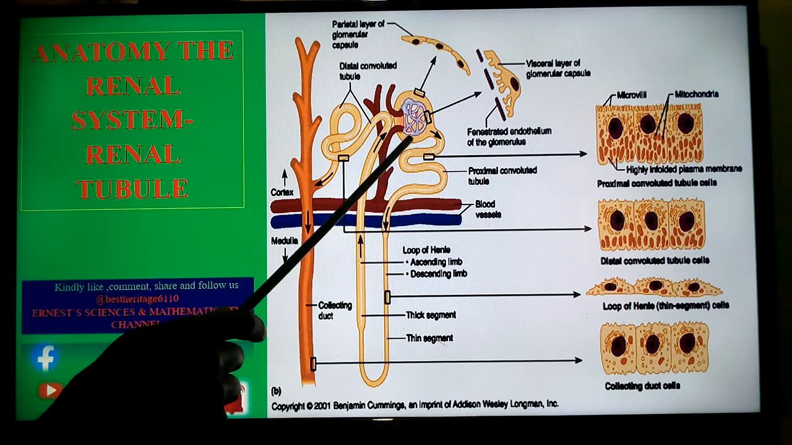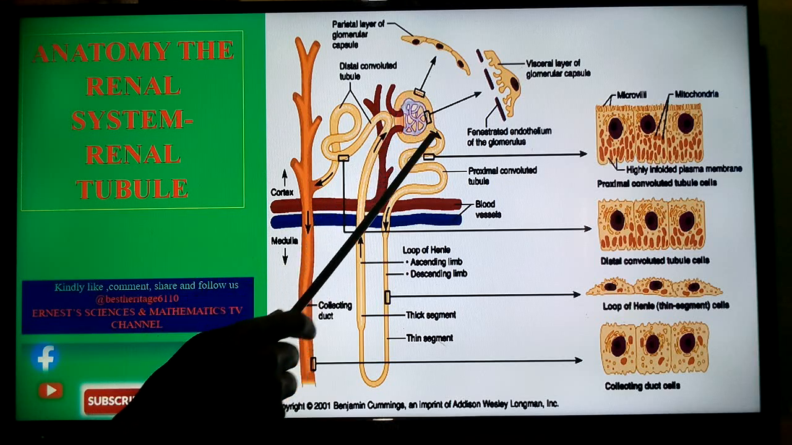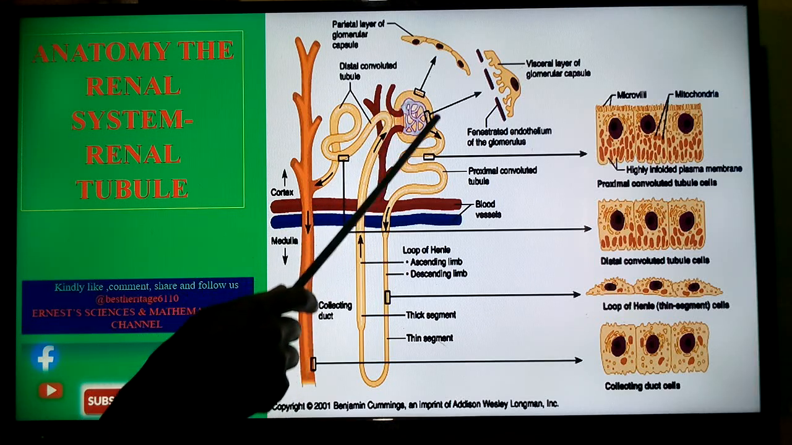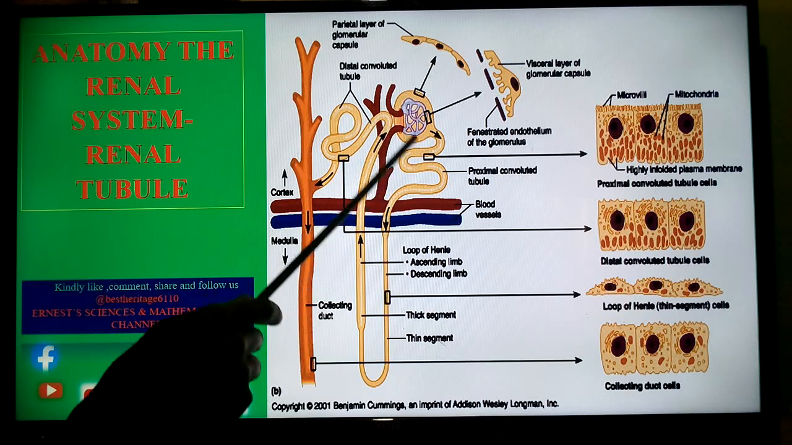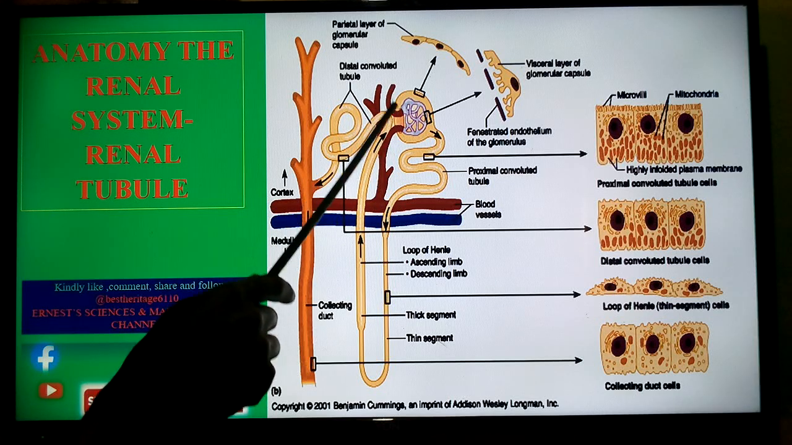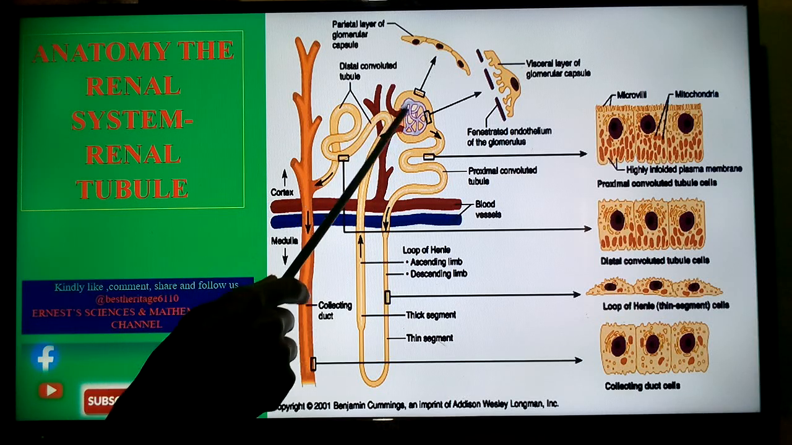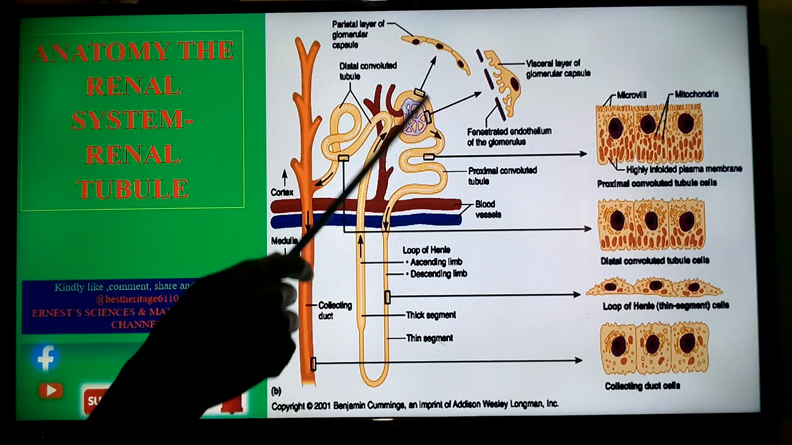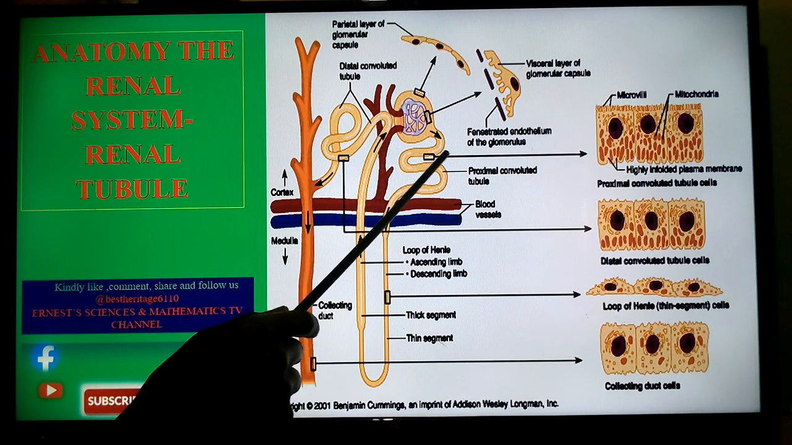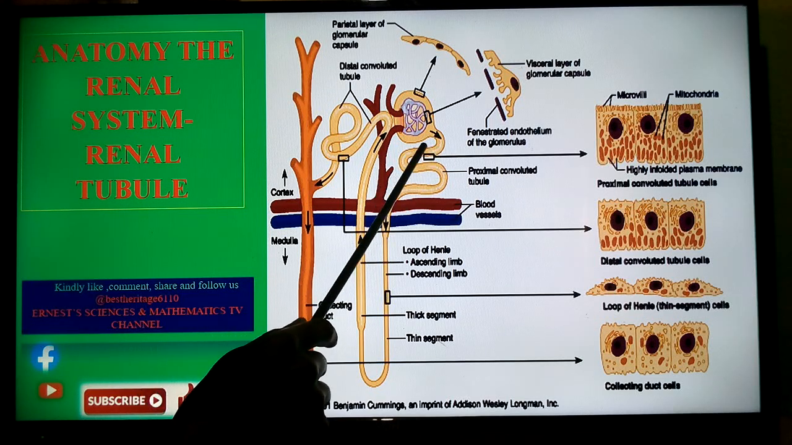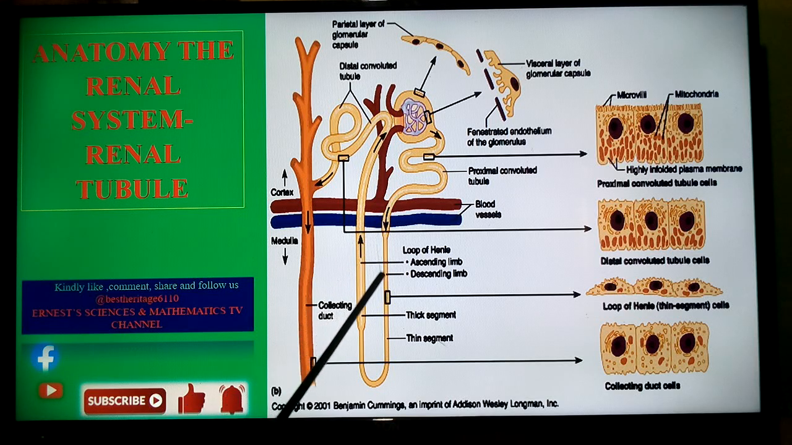And of course, the Bowman's capsule that I've just been mentioning is this particular section that I'm indicating at this point. Now, I talked about the afferent and the efferent arterioles, which form part of these sections that I'm showing for intake and outtake of blood from this functional unit. And therefore, at this specific point, we're going to have what we refer to as the proximal convoluted tubule, which basically forms the descending loop of Henle and the ascending loop of Henle.